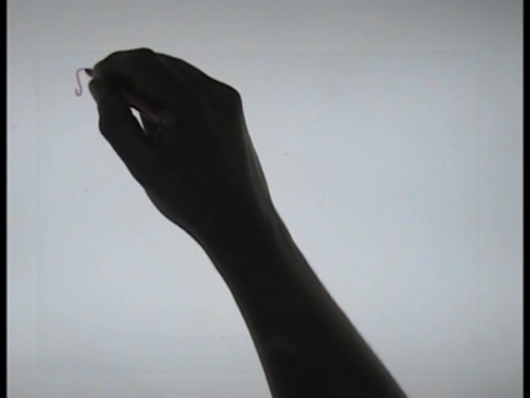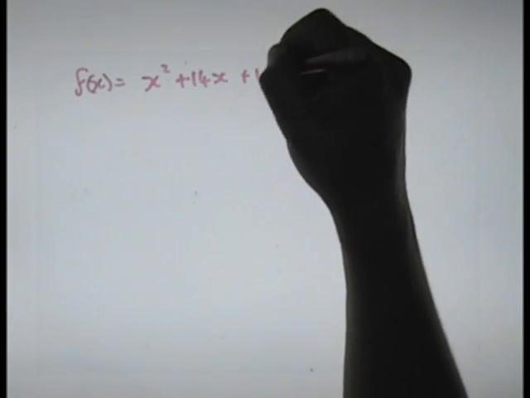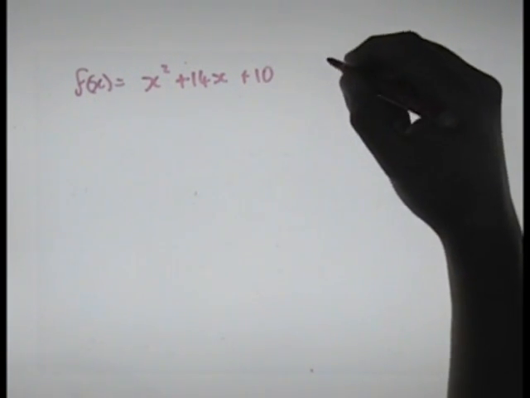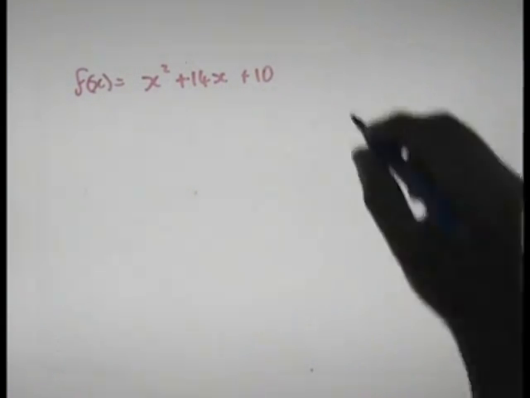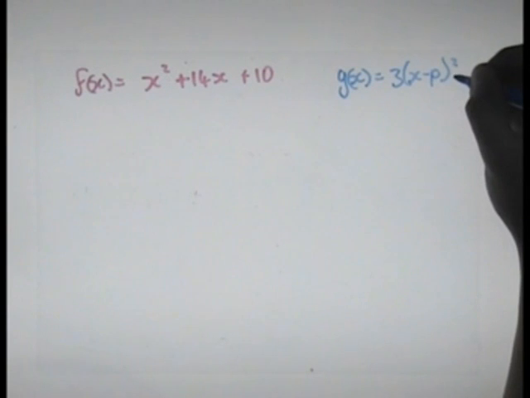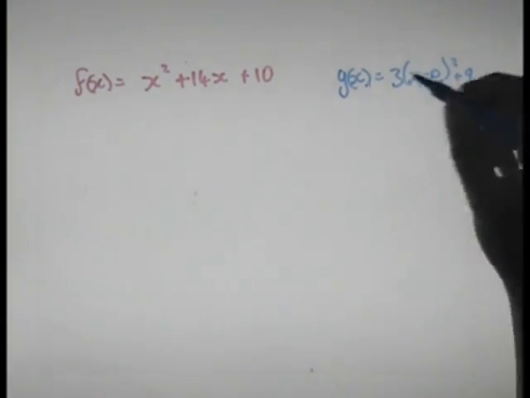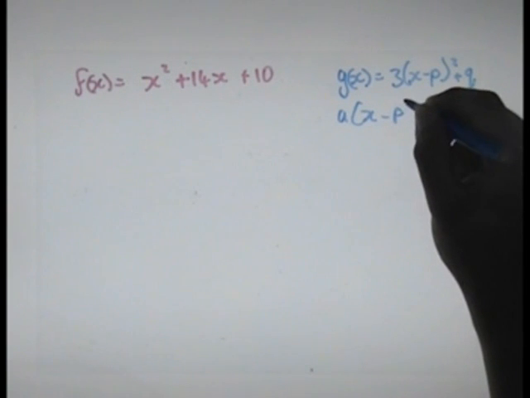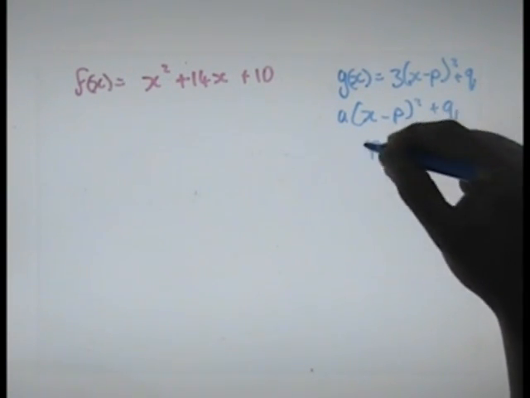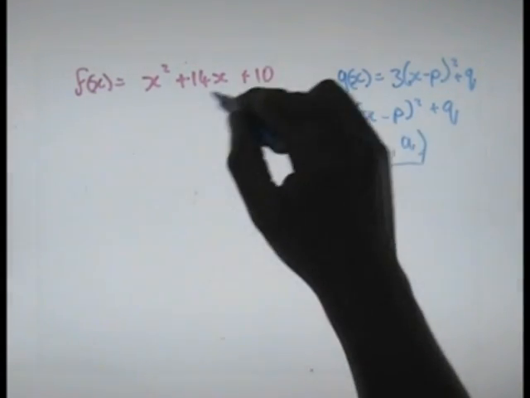The last one I gave you to do read f of x is equal to x squared plus 14x plus 10 shares a turning point with g of x, which is equal to 3(x minus p) squared plus q. I then asked you to calculate the values of p and q. Remember that they share the same turning point, and then to sketch both of the graphs. Now in order to do that, remember that this is in the form a(x minus p) squared plus q, and (p, q) is the coordinates of our turning point, and that is the same coordinates as the turning point of this graph.